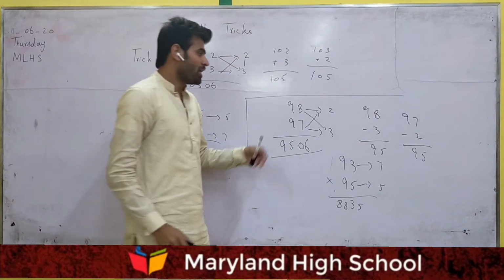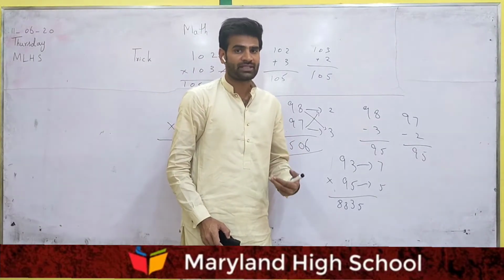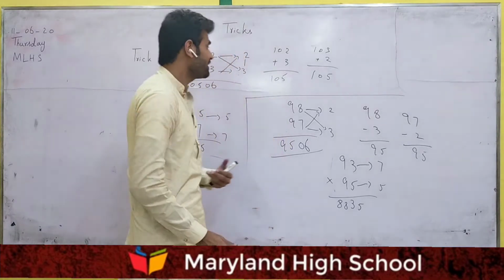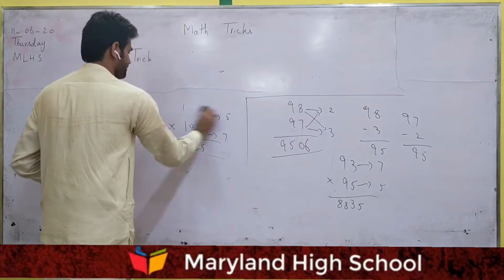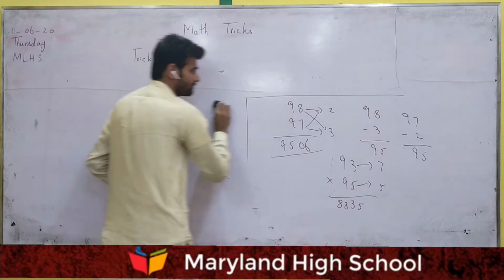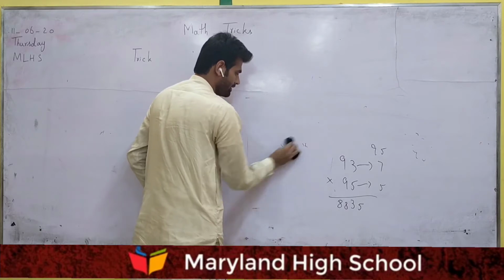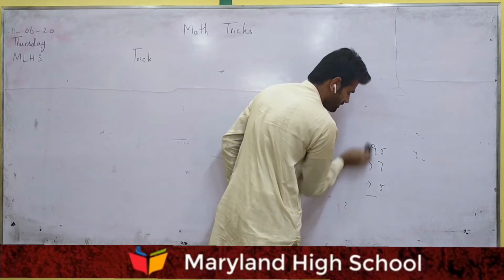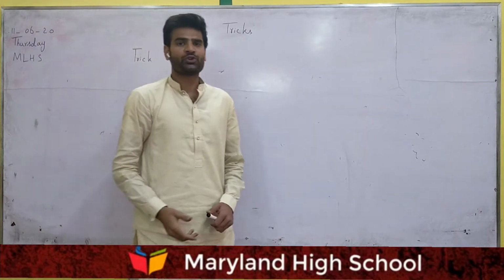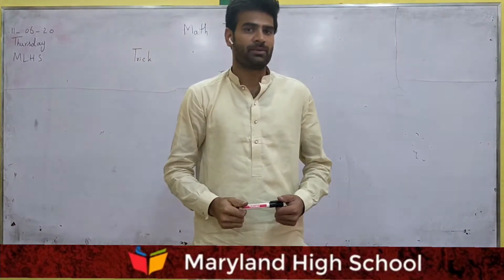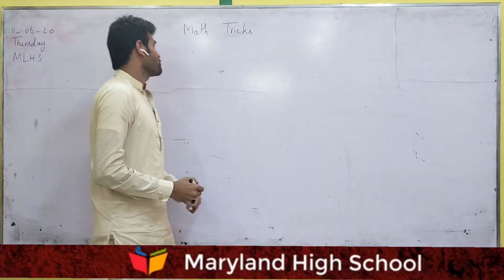You will have complete command on this trick when you have experience. You need to practice it on 10 to 15 different sums. This trick we only use when a number is near to 100, either more than 100 or less than 100.